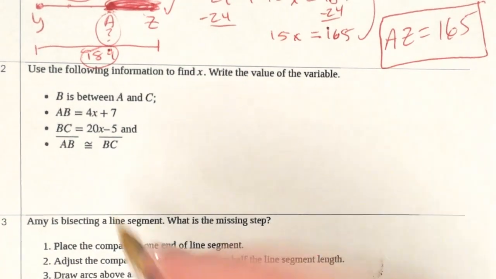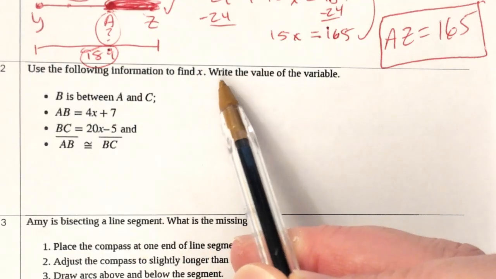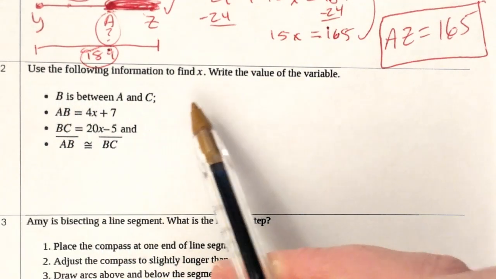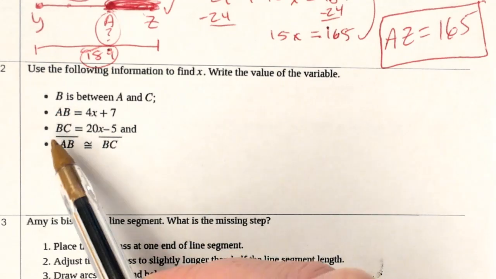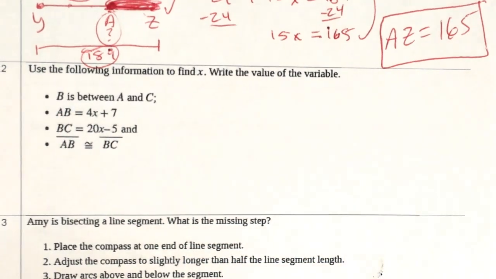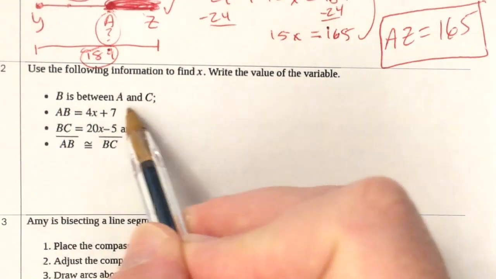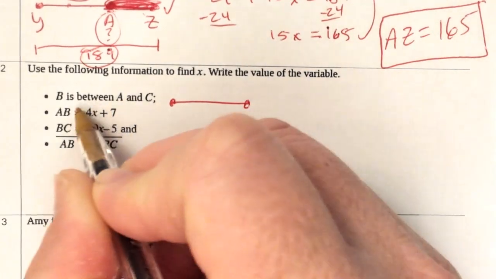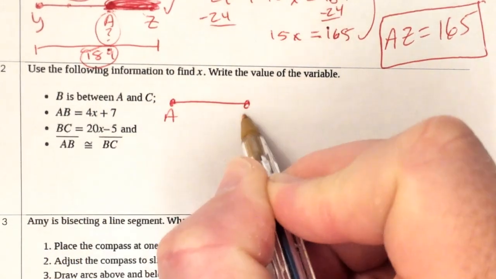All right, so number 2, use the following information to find x. Write the value of the variable. B is between A and C. AB is this, BC is this, and AB is equal to BC. All right, the first thing says that B is somewhere between. So I draw this. So A is somewhere between A and C.